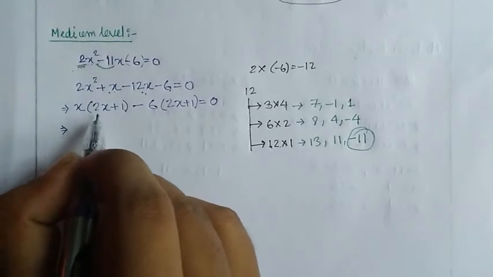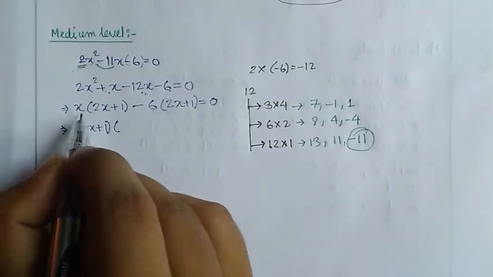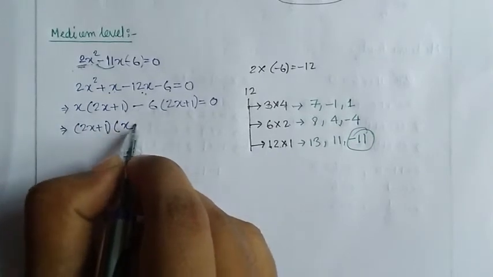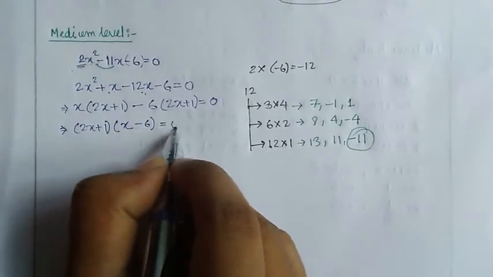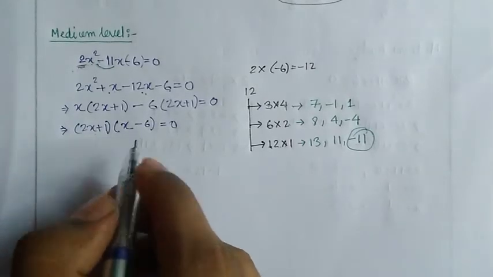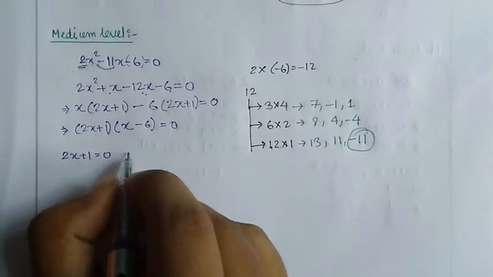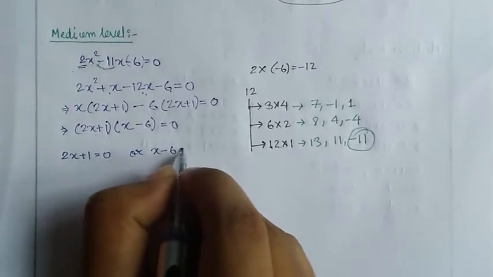In the next line, taking the bracket term common, we get x from the first term minus 6 from the second term equal to 0. Like explained earlier, this has to be equal to 0 or this has to be equal to 0. Therefore 2x plus 1 equal to 0 or x minus 6 equal to 0.